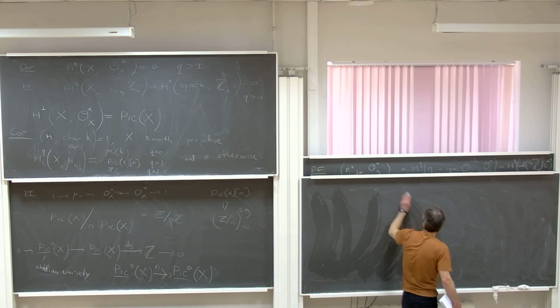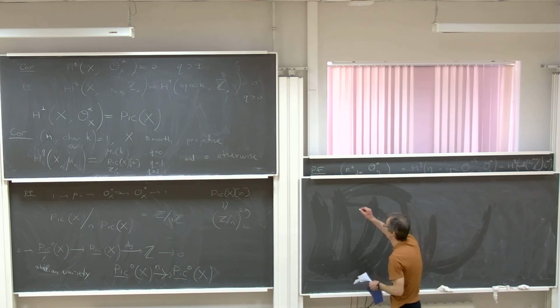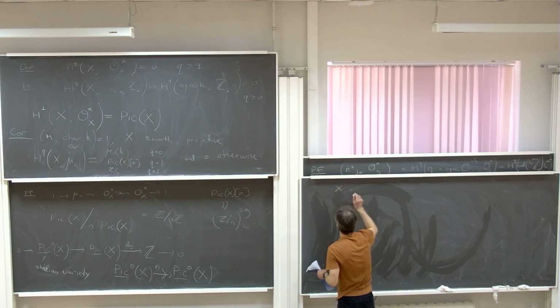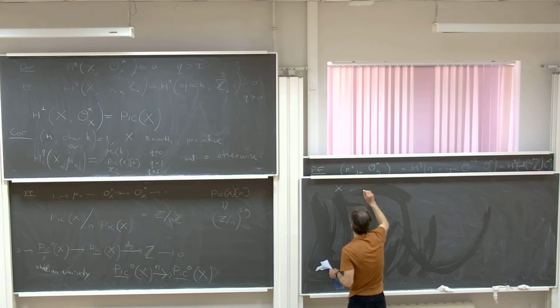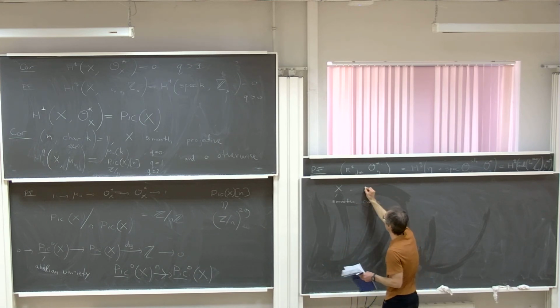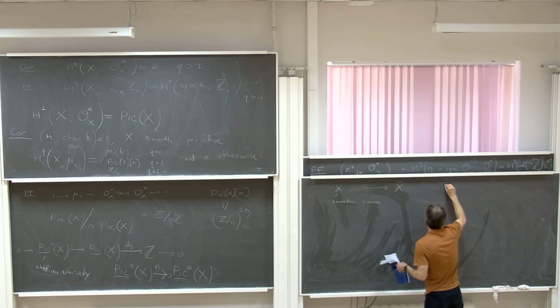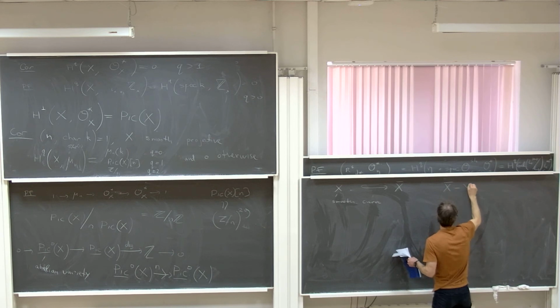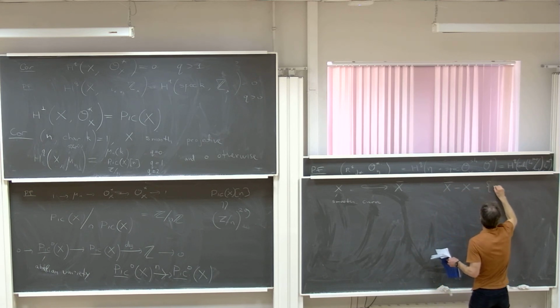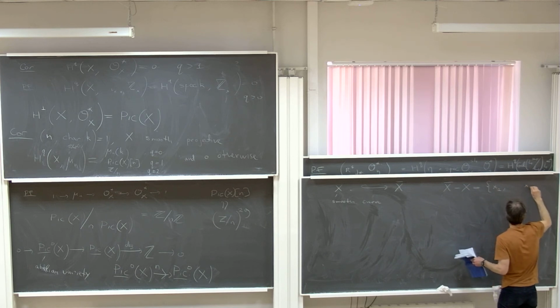Now, suppose my X is now not a smooth projective curve, so a smooth curve, but not proper. So let's embed it into its compactification. And let's say that X bar minus X consists of some points, x1, ..., xr.